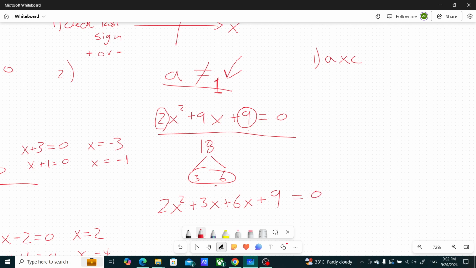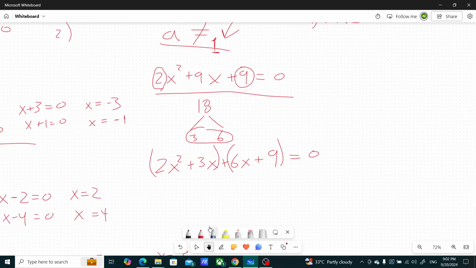And then I will group those parts. I will group them and factorize what's common between those two. In the first bracket, what I can take out is basically x. Taking x out means dividing everything inside by x. So 2x squared divided by x is 2x, plus 3x divided by x is 3. So this is my first bracket.